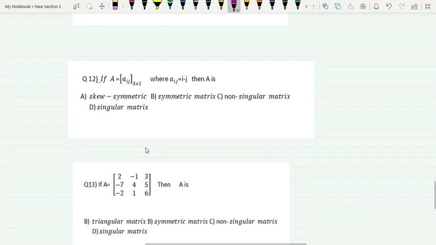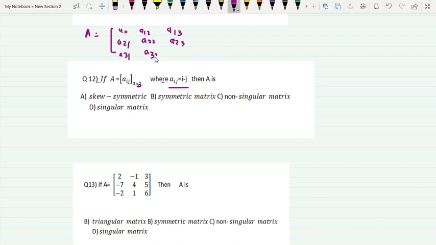Next question is on matrix. Here first we express the matrix. It should be a 3 by 3 matrix. So capital A is equal to Aij, that is A11, A12, A13, A21, A22 and A23, A31, A32, A33.